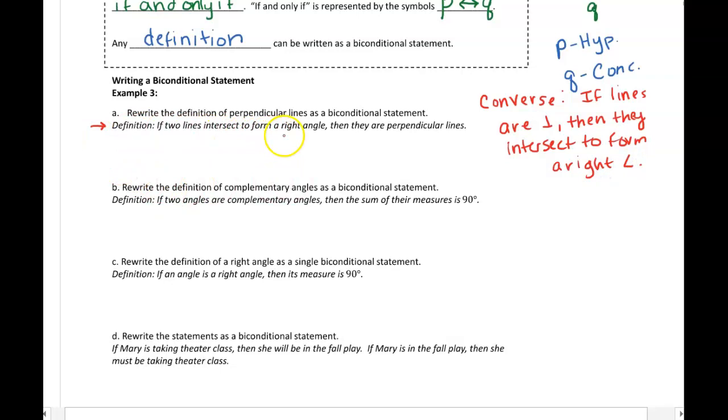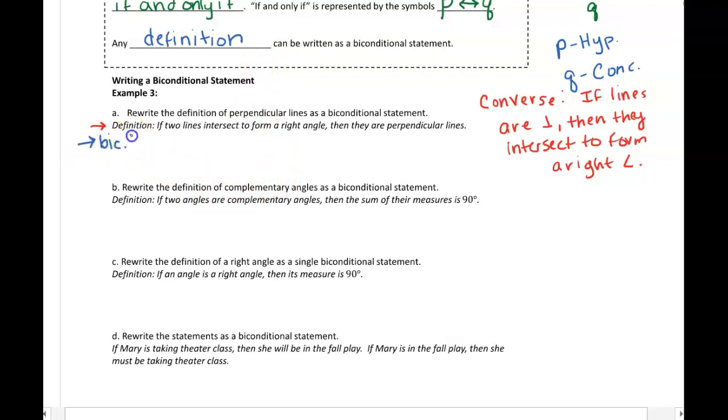Now read both of these. If two lines intersect to form a right angle, then they are perpendicular. That is a true statement. That is the definition of what perpendicular lines are. Now if you read the converse, it says if lines are perpendicular, then they intersect to form a right angle, which is also a true statement. Because both of these statements are true, we could write this as a biconditional statement.